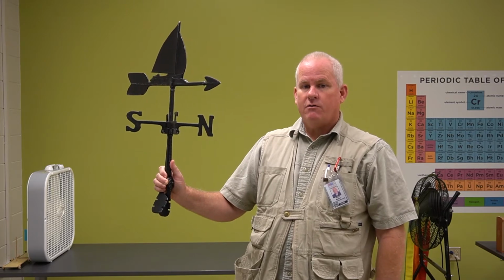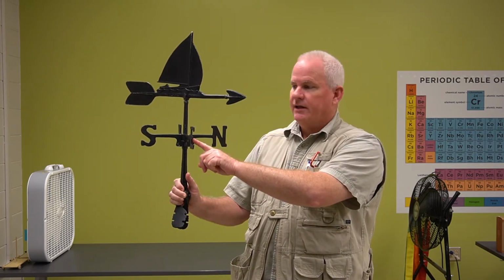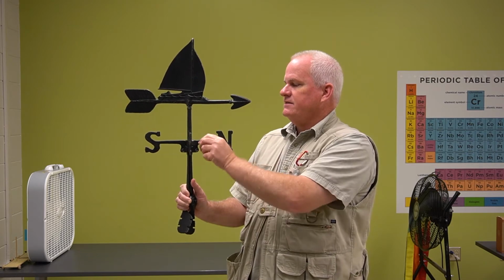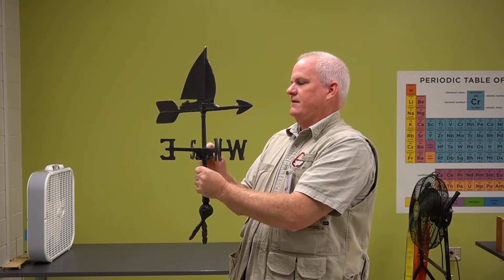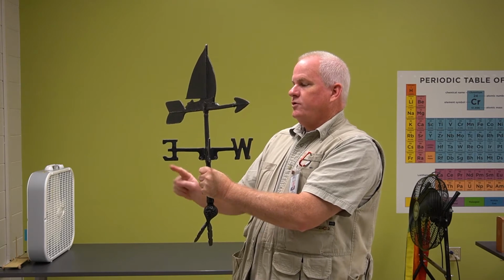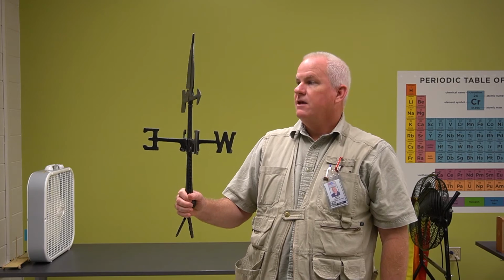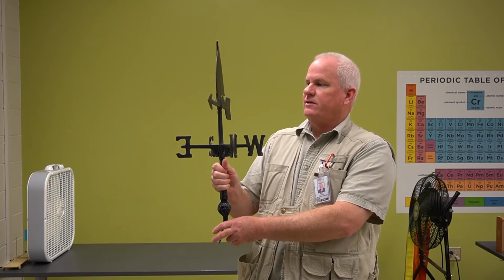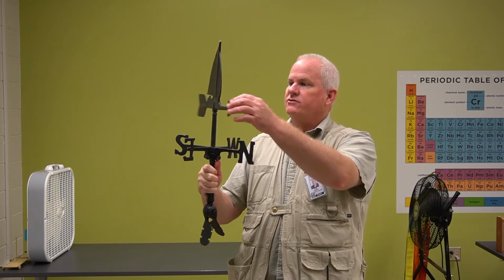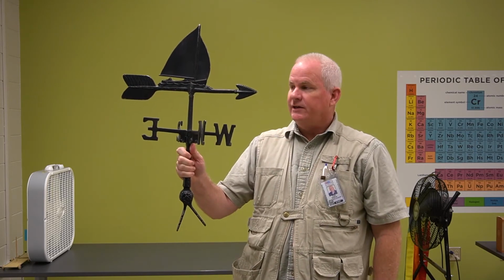Okay? So this, does anybody know what this weather tool is called? It has these letters. It has an N, an S, a W, and an E. Let's see, somebody said a compass. Okay. And then somebody said a wind vane. So this is actually a wind vane, or if you said weather vane, it could be called a weather vane. And this is normally on top of houses or barns or tall buildings.